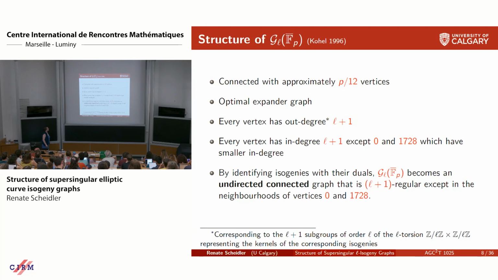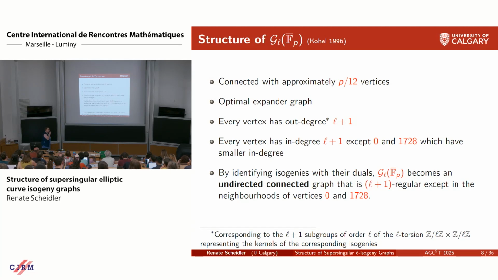It's a connected graph. It has roughly p over 12 vertices. And it's what's called an optimal expander graph. In essence, this means that when you start walking around in the graph, pretty quickly you look indistinguishable from a random path. So cryptographers love these expanders, computer scientists love these expanders. There's a whole study of expander graphs and their expansion properties that graph theorists and computer scientists do.